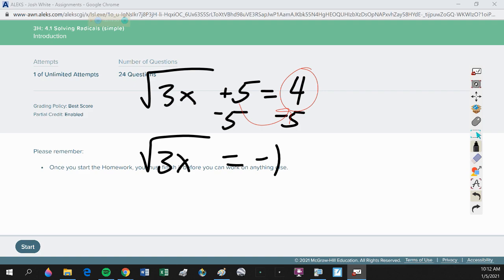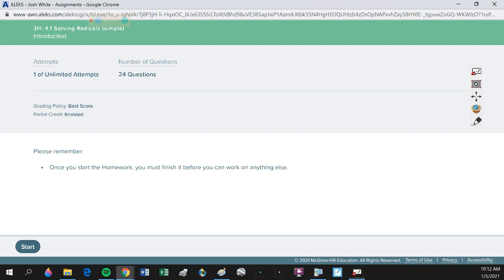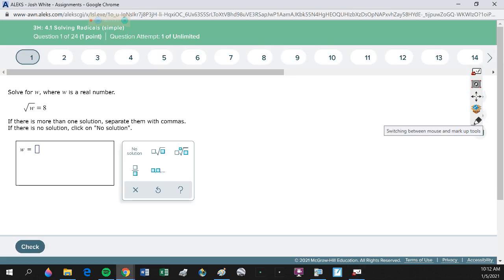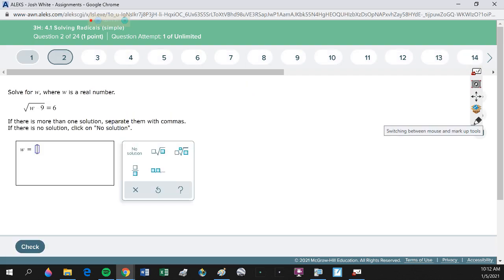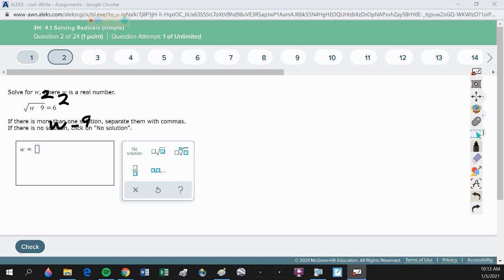Okay. Let's look at your assignment. We're not going to do it all today. So this one's easy. The square root of what number is 8? That's just 64. Okay, this one we square both sides. So we square this side and square this side. And we get w minus 9 is equal to 36. And then we add 9. w equals 45.